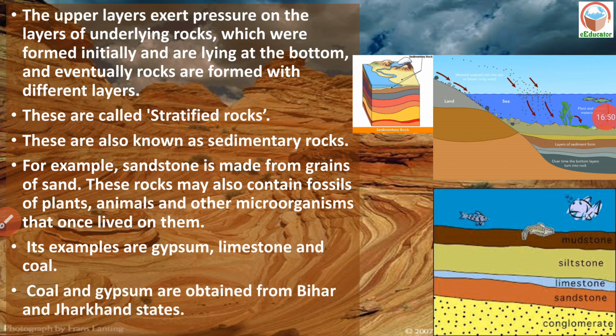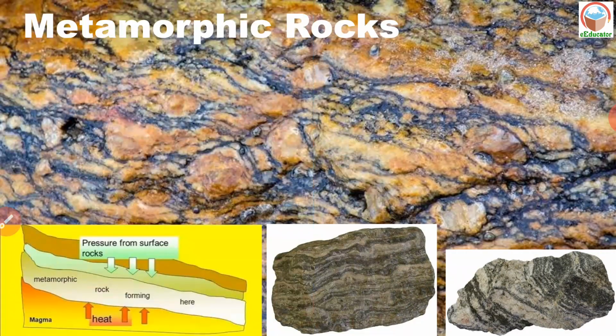Coal and gypsum are obtained from the Bihar and Jharkhand states. We get those types of rocks, coal and gypsum, from Bihar and Jharkhand. Now the third type of rock is the metamorphic rock. So first, second, and the third one is metamorphic.